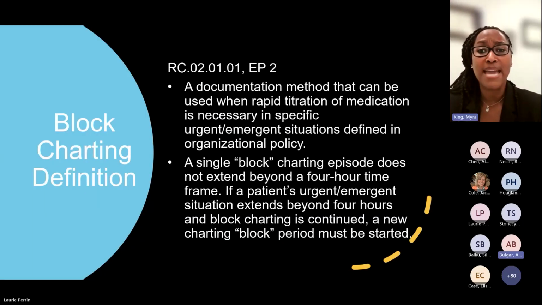For those of you who may not be familiar with the block charting definition by Joint Commission, we thought that we would provide it to you. So how the Joint Commission defines block charting, it is that documentation method that can be used when rapid titration is needed during urgent emergent events. It cannot exceed 4 hours, and if the episode exceeds 4 hours, then another note is required to be started during that time. Next slide, please.